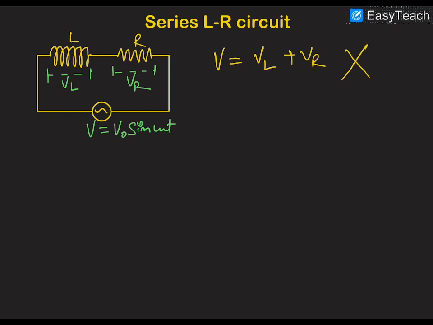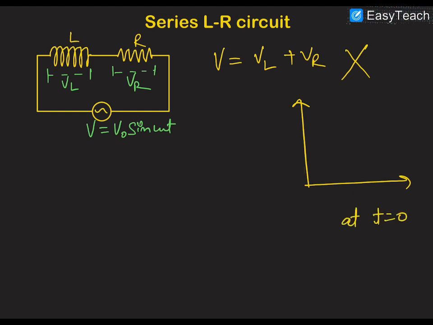Because we have already discussed this point, in these circuits VL and VR, or VC and VR, are not in the same phase. So to know about the phase, we have to draw the phasor diagram. So let us draw the phasor diagram. At t equal to 0, we always draw the phasor diagram.